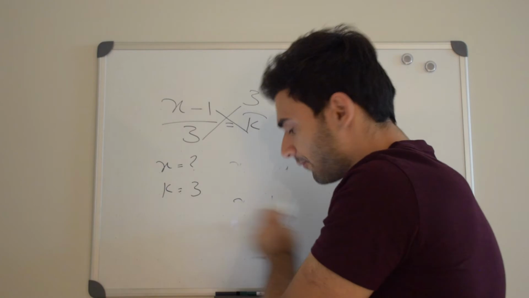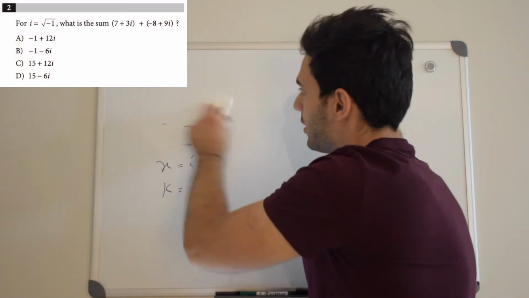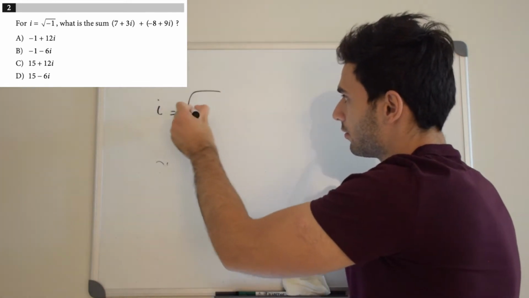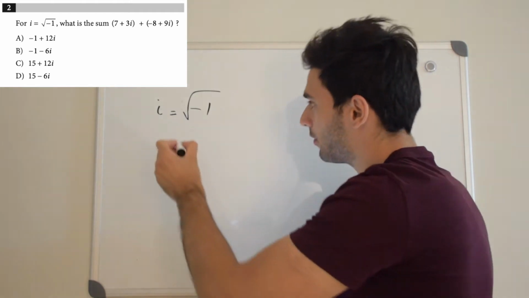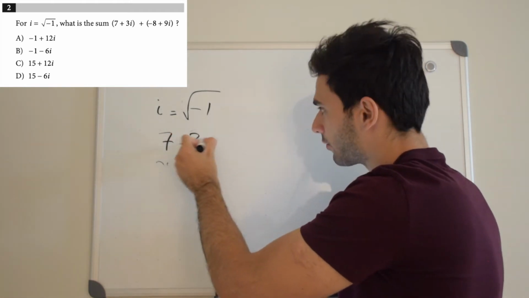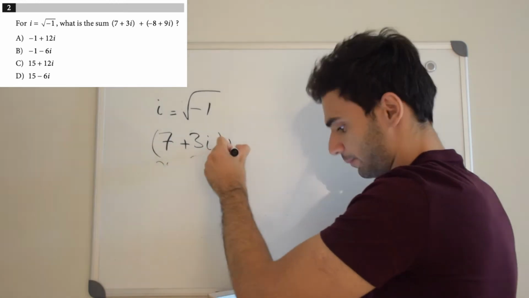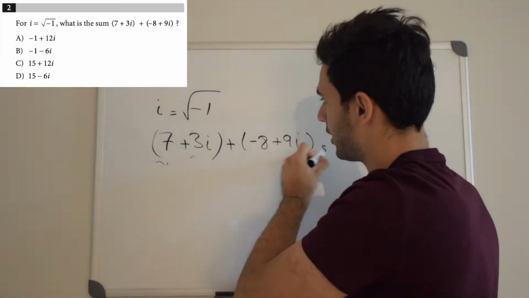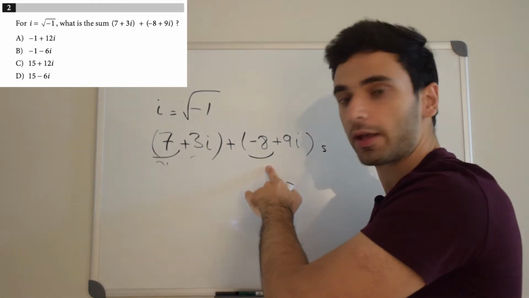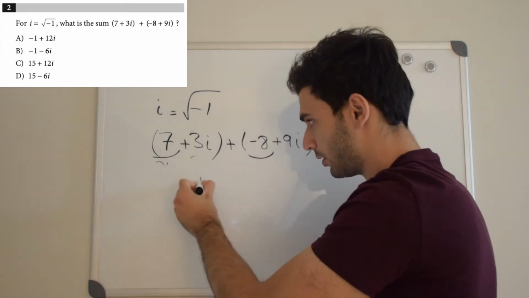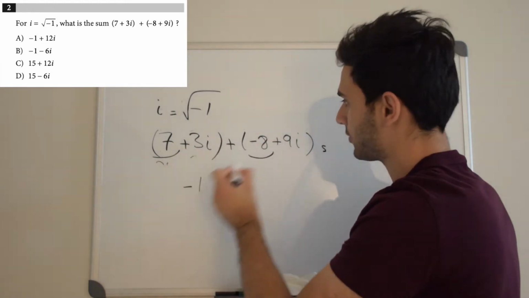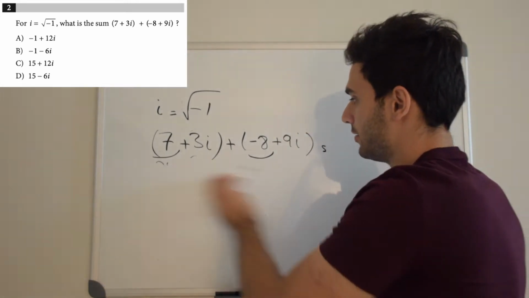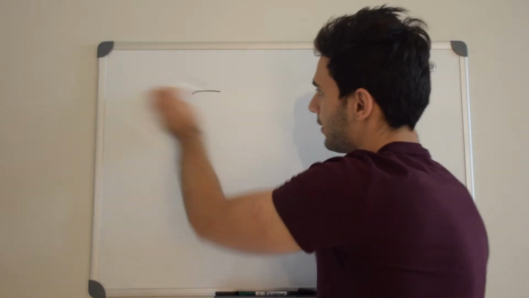Next one, if i equals the square root of minus 1, what is the sum of 7 plus 3i plus minus 8 plus 9i? Alright, so we're going to add 7 and minus 8, which is going to be minus 1. Then 3 plus 9 is going to be 12i. Done. A is the answer.